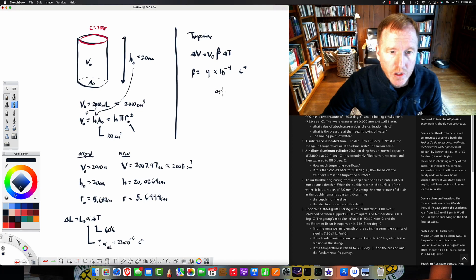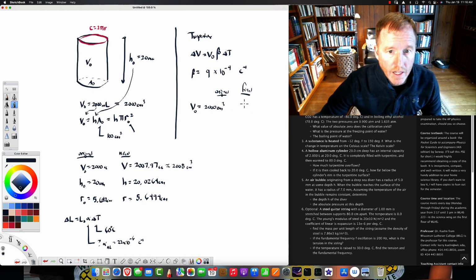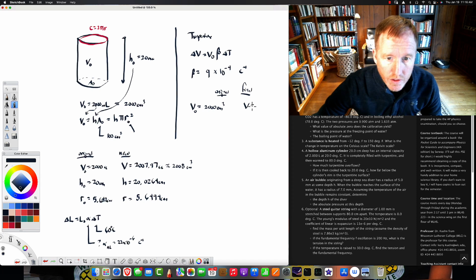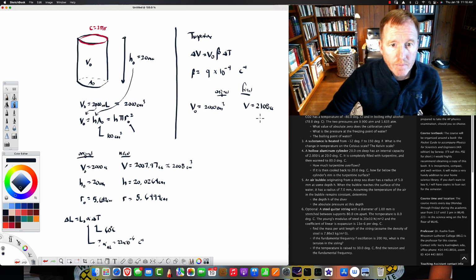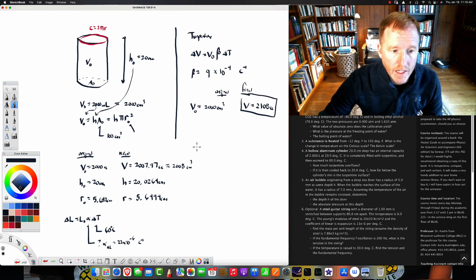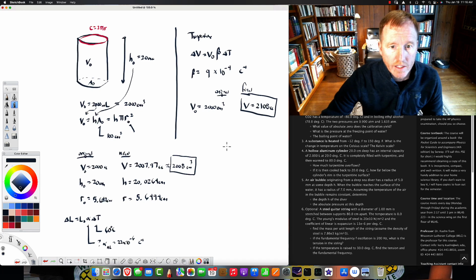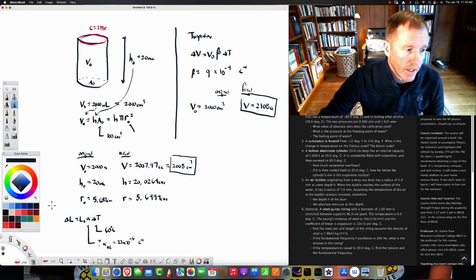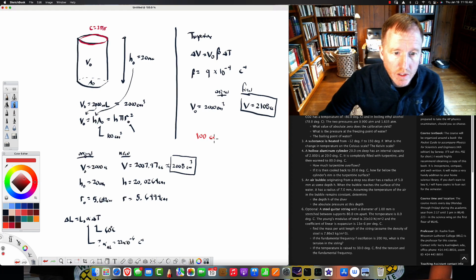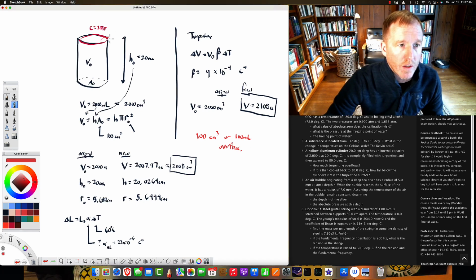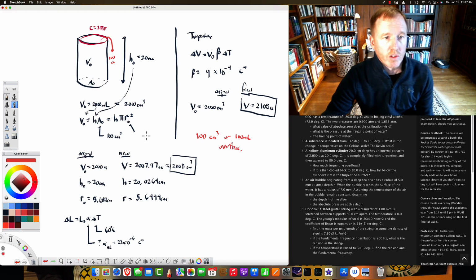And so you can look at the original and the final, or the new values of the volume. So the original volume was 2,000 cubic centimeters, right? And the final volume, you can figure out, is 2,108 cubic centimeters, okay? So we can see that the turpentine expands more than the can's volume does. In fact, it expands 100 cubic centimeters more. That means that 100 cubic centimeters, or 100 milliliters, overflows. Okay? So there are 100 cubic centimeters that overflow out of this when it expands, right?